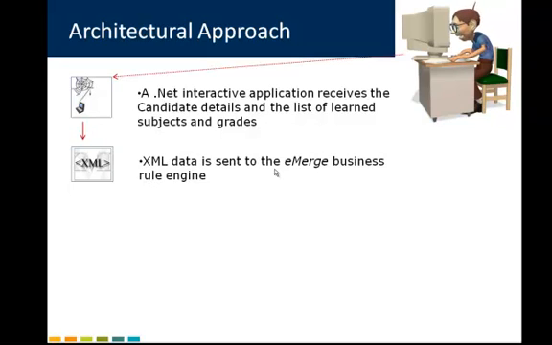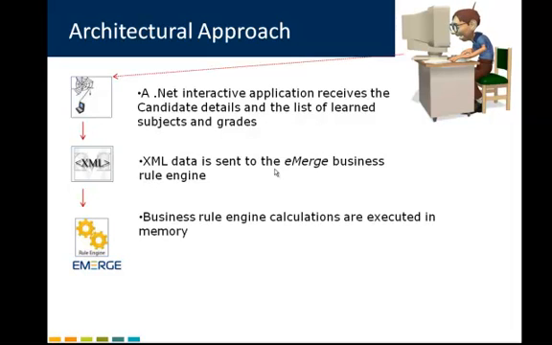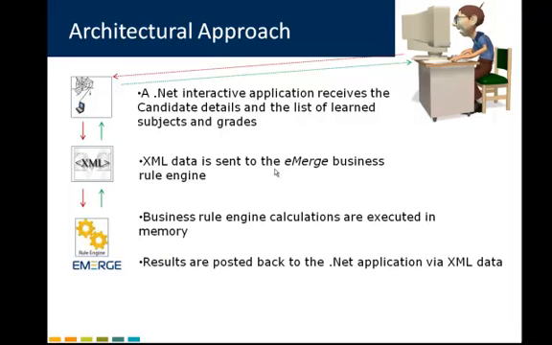eMerge business rule engine, which acts as a motor to receive and treat information in the memory based on the input that was preliminarily inserted into the business rule engine, meaning rules and metadata. Then the application manipulates the data and sends it back using an XML mechanism to the .NET application.